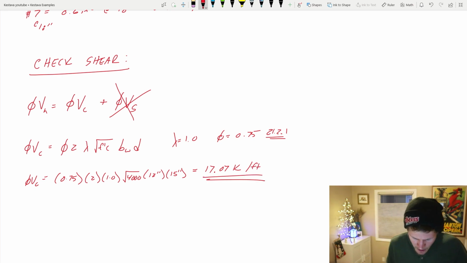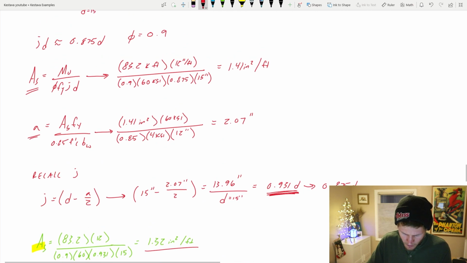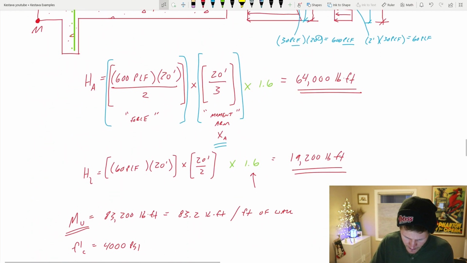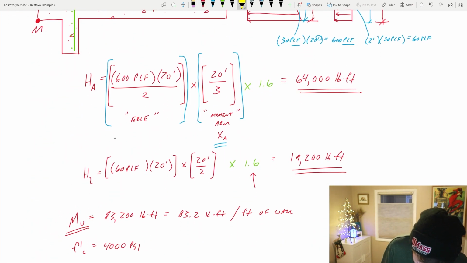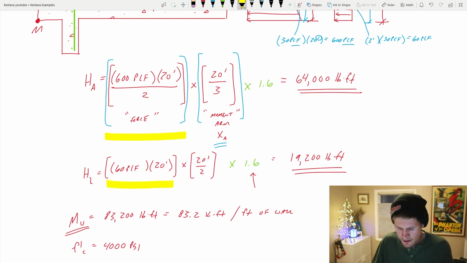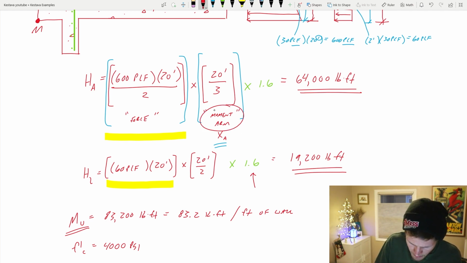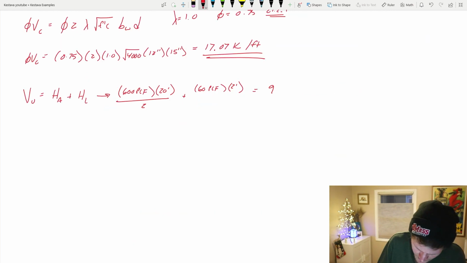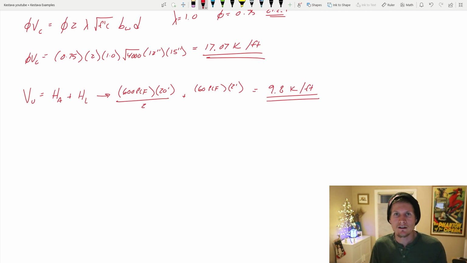But what's our demand? Well, our demand, if we scroll back up here, is simply this portion here of the equation to get our shear demand. So we are not multiplying that force times our moment arm anymore. So this portion of the equation and this portion of the equation go away. All of that gets us 9.8 kips per foot of demand. So that is significantly less than our shear capacity due to just the strength of the concrete.